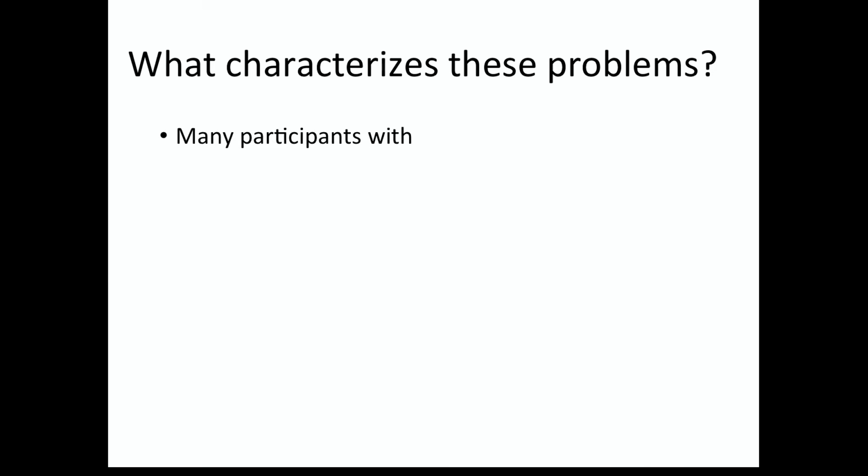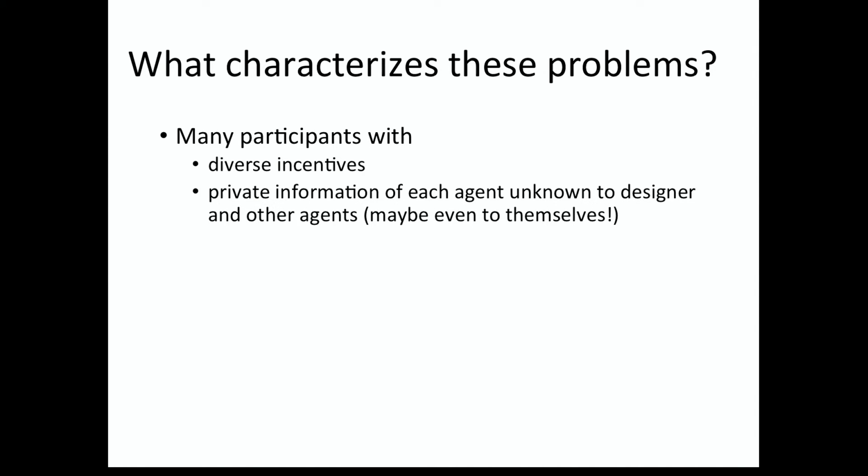So what characterizes these problems? Well, there are many participants with diverse incentives. The private information of each agent, like in my previous example, where the advertisers were the agents, is unknown to the designer of the mechanism and presumably the other agents. In fact, they may not even know their own information.